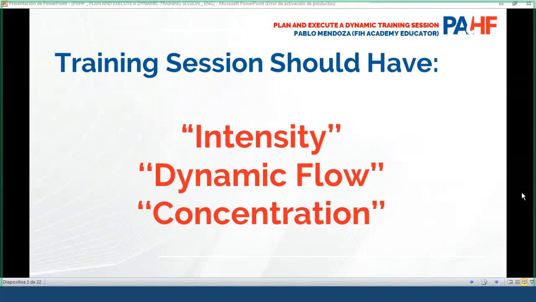We have a very intense sport in terms of speed, which also requires that we are focused and concentrated all the time, which also requires that we are under a constant tension about what's going to happen and a lot of pressure during the game. Therefore, if our training sessions do not include these subjects, we're going to be training a team that is not going to be able to perform under those circumstances during the game.